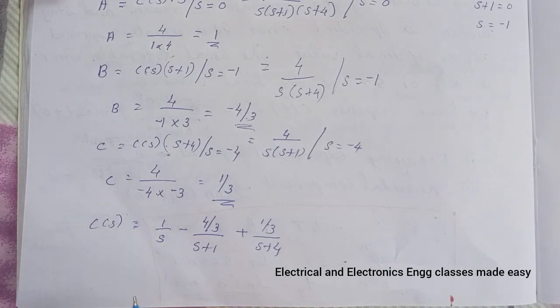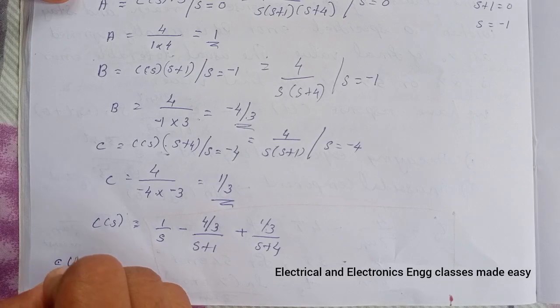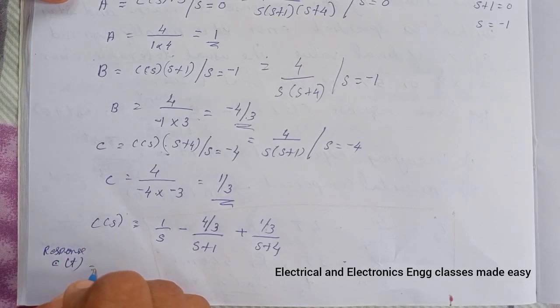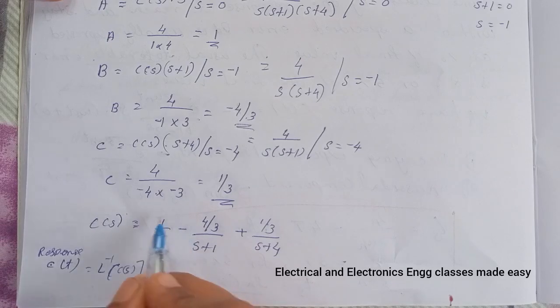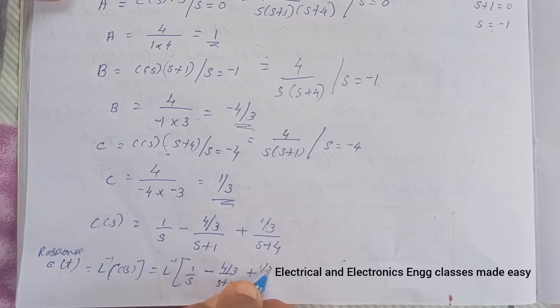So this is C of S, and we have to find the inverse Laplace transform of C of S to get the response. So response means C of t. Response C of t is equal to L inverse of C of S, and that is equal to L inverse of 1 divided by S minus 4 by 3 divided by S plus 1 plus 1 by 3 divided by S plus 4.